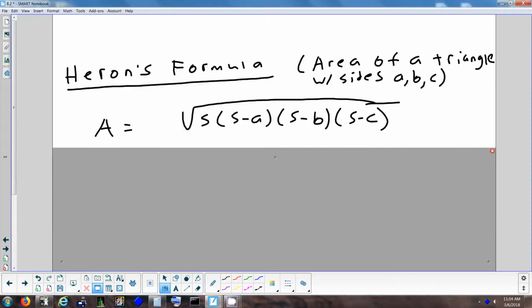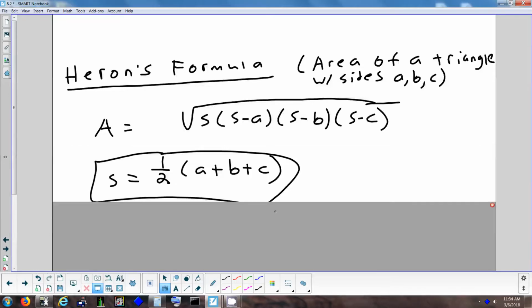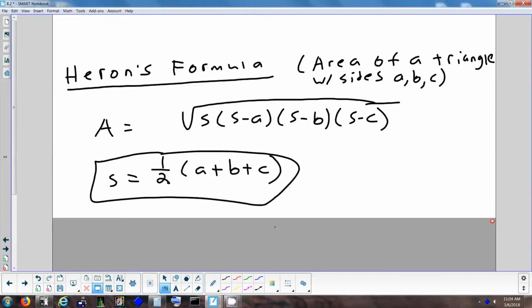So a, b, and c, we know what those are. Those are the sides. S, we've never seen S before. S is what you call the semi-perimeter. It's half of the perimeter. How do you get perimeter? You add up all the sides. How do you get the semi-perimeter? You take half of it.